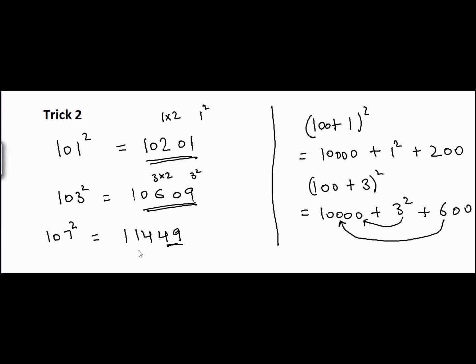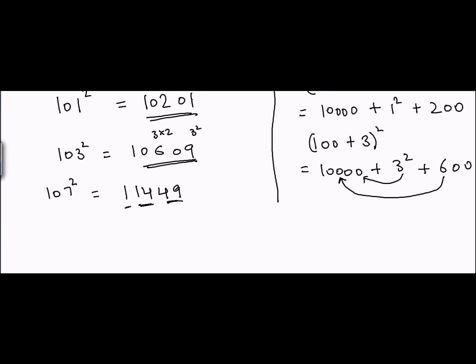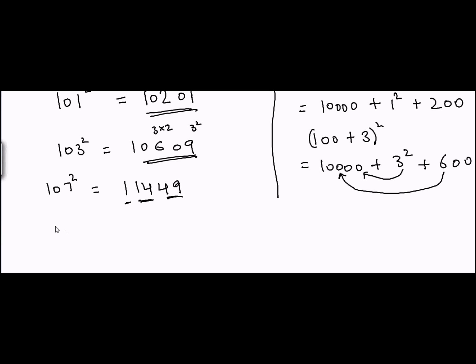And we can do this calculation even when we have a number less than 100. For example, if we have 97, then instead of adding 3, we are subtracting it. So 3 into 2 is 6, so we subtract 6 from 100, that will be 94, and then add a square of 3, that is 9. So the answer will be 9409.